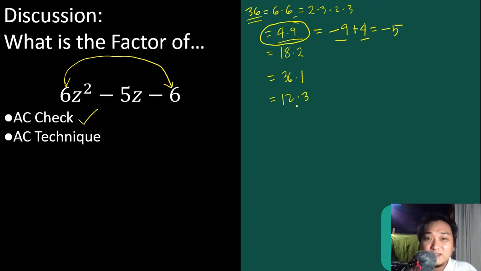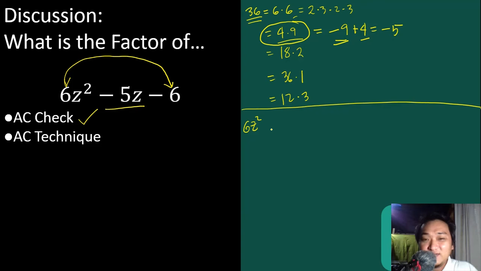Using this method, what we will do is expand negative 5z. Okay. So, how do we do that? We're going to rewrite 6z squared minus 9z plus 4z, then copy this, minus 6. That's all there is to the expansion.